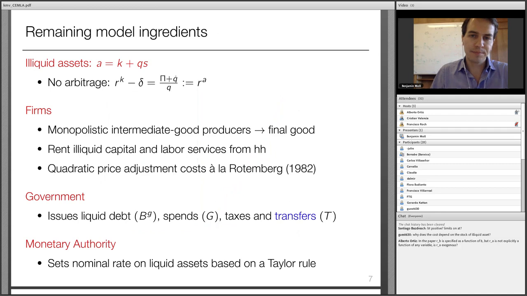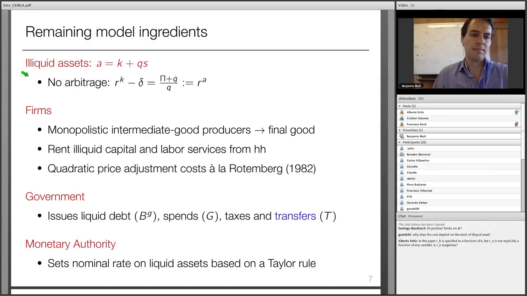So this slide basically has more or less the remaining model ingredients. In particular, this slide tells you, and this is exactly following up on the previous question, where this RB and this RA come from, okay, how they're determined in equilibrium. So first, let me talk about where the illiquid return comes from. That's the first bullet point. So this one here.